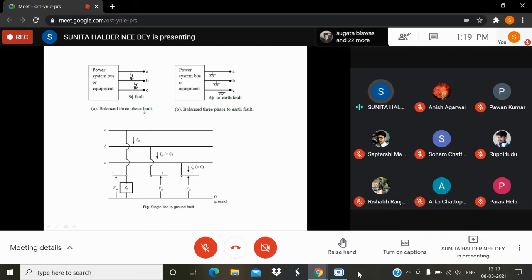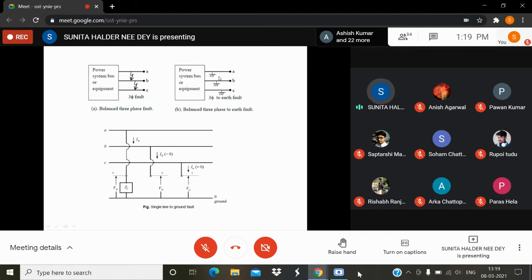At first 3-phase fault. Then why balanced? Because when 3 phases are shorted, then impedance change in 3 phases are same. So obviously, even after fault, current will be balanced. So that's why it is balanced 3-phase fault.